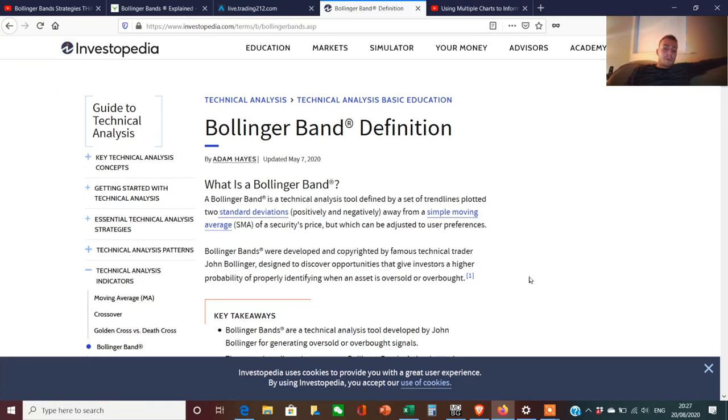Bollinger Bands were developed and copyrighted by John Bollinger, who is a famous trader, and he came up with the whole thing. So that's basically it really.